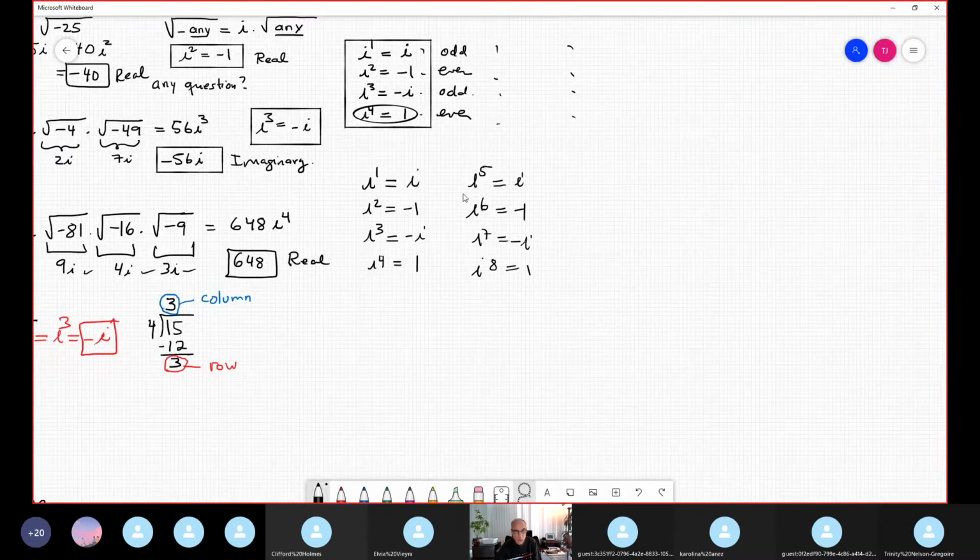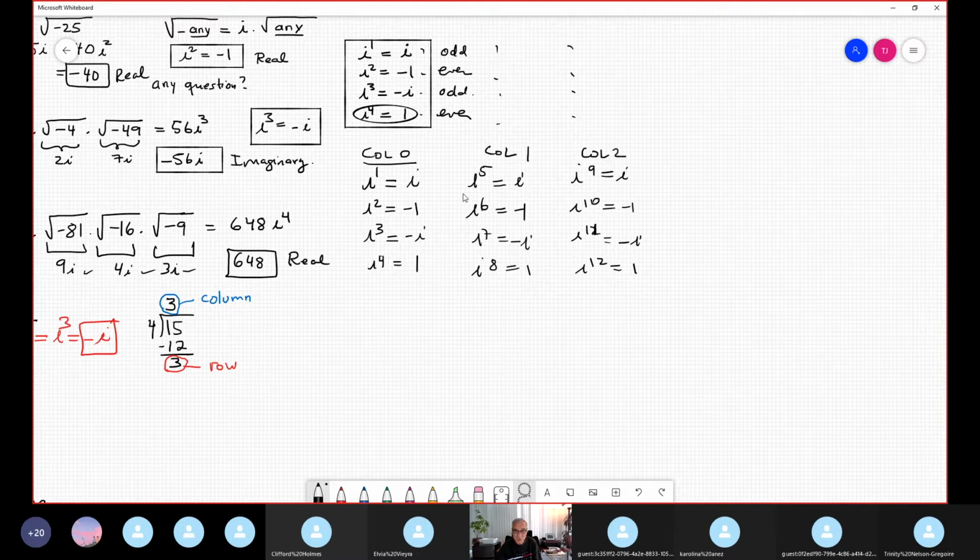Let's do one more column. So i to the 9 is i. i to the 10 is negative 1. i to the 11 is negative i. And i to the 12 is 1. Let me do one more. This is column 0, column 1, column 2. Our number is located in column 3. Let me show you. i to the 13 is i. i to the 14 is negative 1. i to the 15, this is our example, negative i. And i to the 16 is 1.